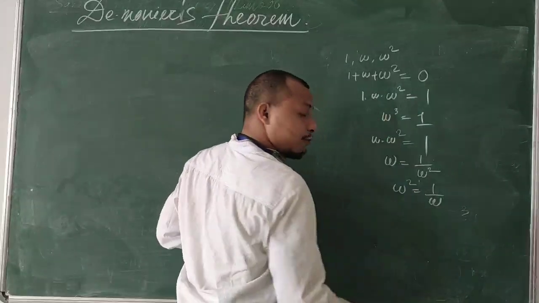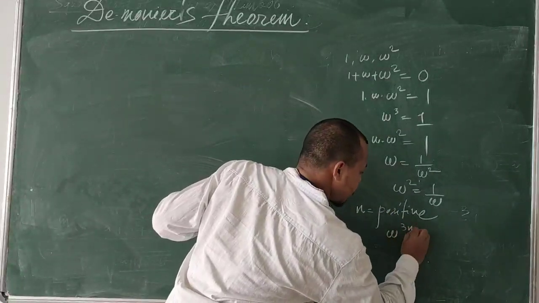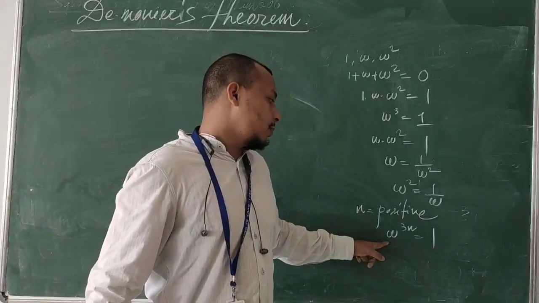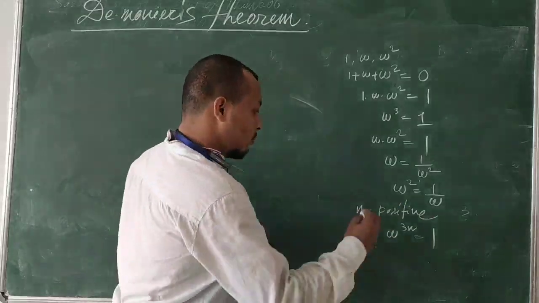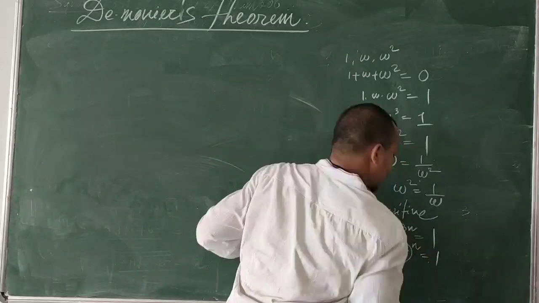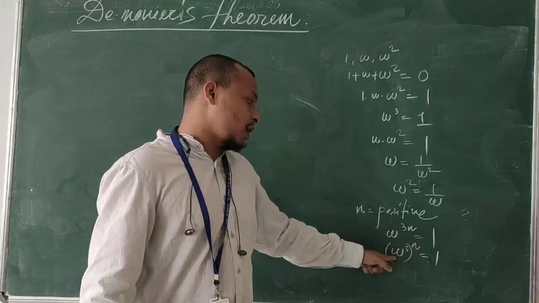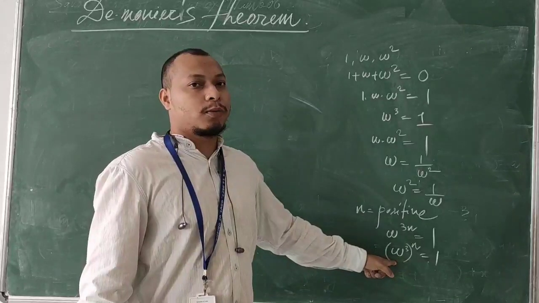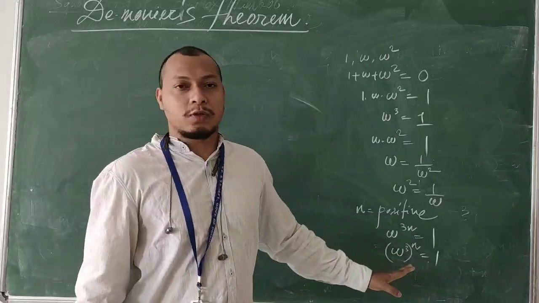Then for any positive n, omega raised to the power 3n is always 1. We can write this as omega cube to the power n is equal to 1, because omega cube is equal to 1. Any power of 1 is always 1.